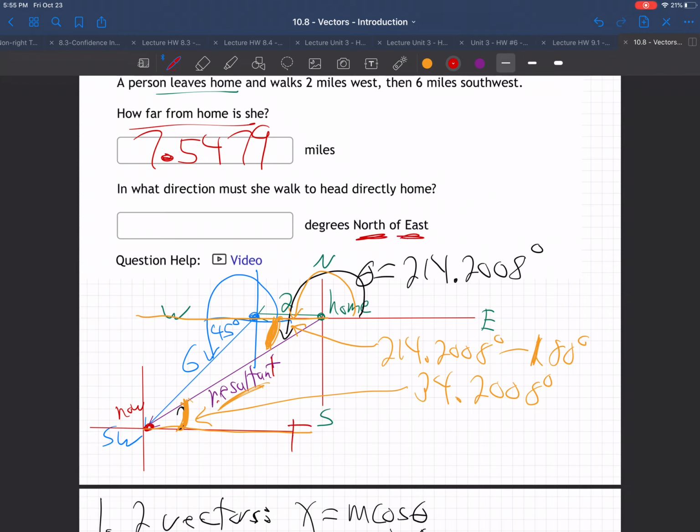Because this is east. This is east. This is north, south, west. That's how many degrees north of east, right? It's 34.2008 degrees north of east. Like here's pure east, and that's how much north of east. So we did get it.